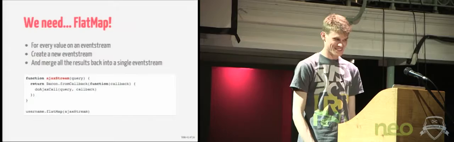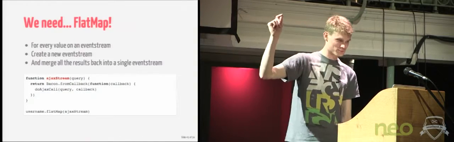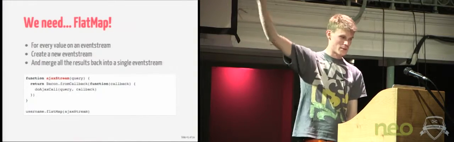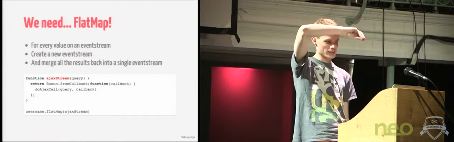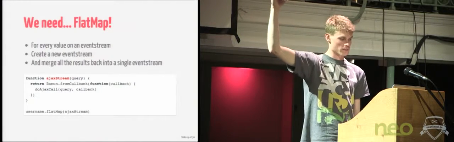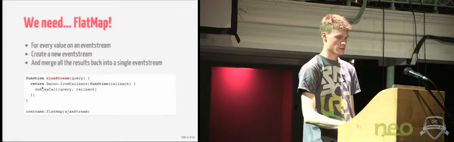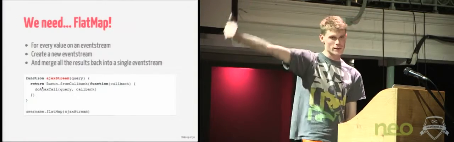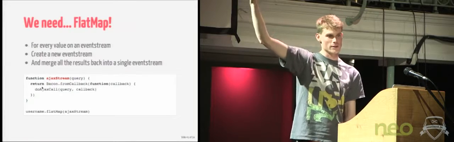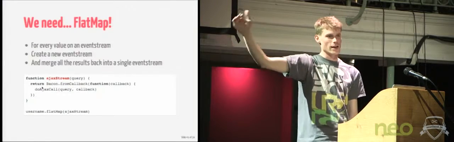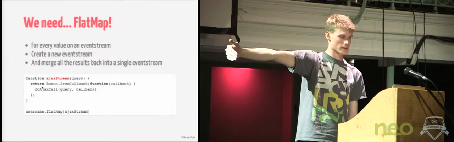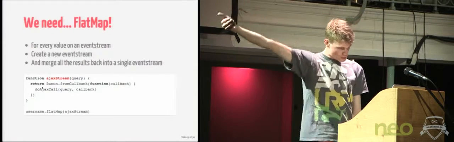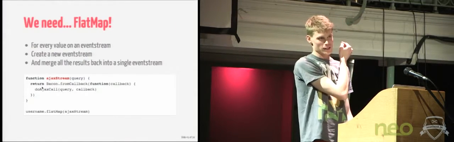FlatMap, for every value on an event stream, so p, ph, phi, phil, creates a new event stream using a function. This is our Ajax stream function. So for p, ph, phi, phil, we'll create a new event stream which is going to have, at some point in the future, the yay or nay return value from the Ajax calls. And then we merge all those event streams back into a single stream.